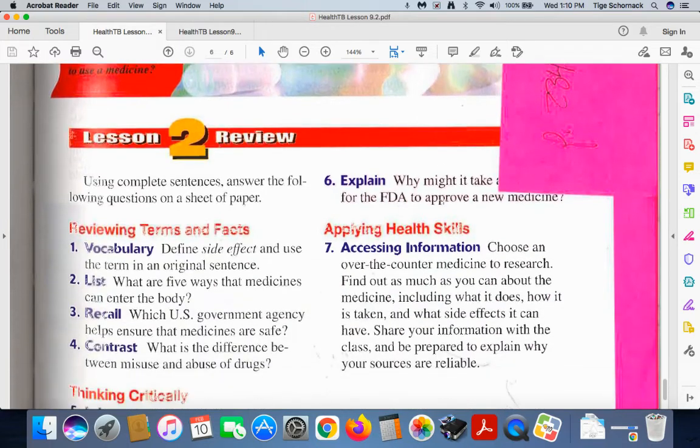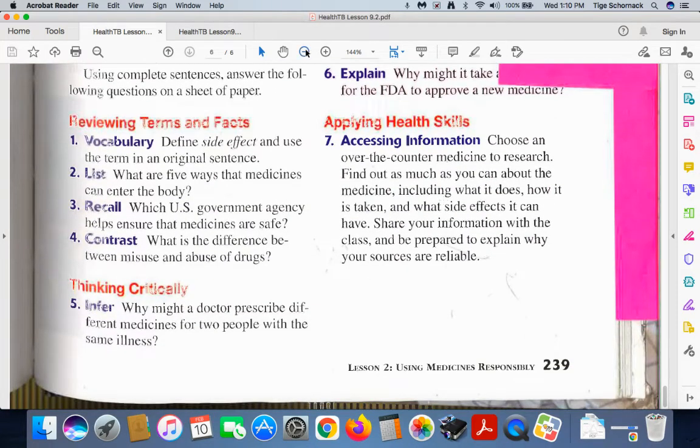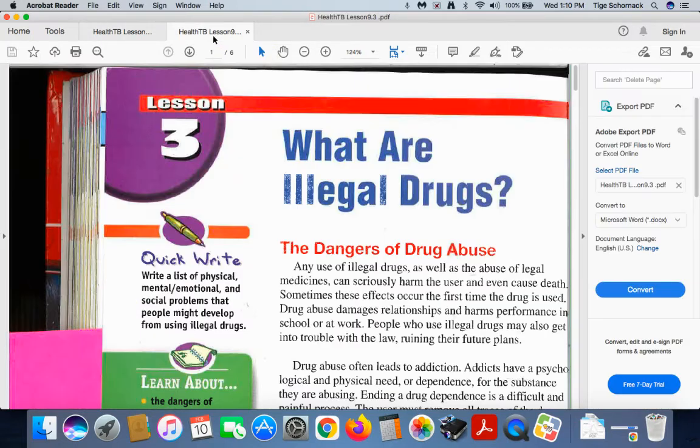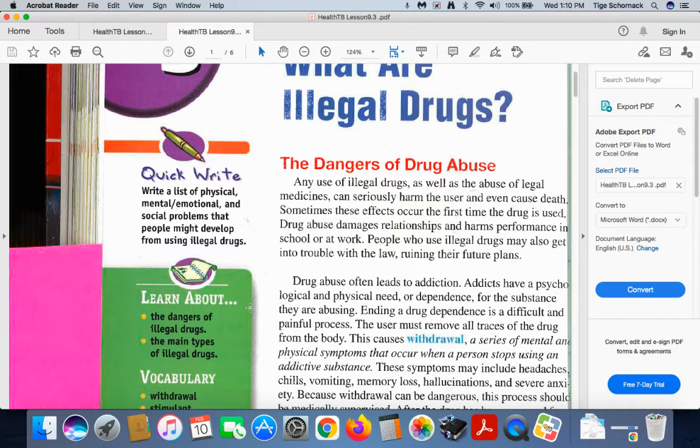We're not going to do these review questions right now. We're going to do these. I'm going to combine lesson 9.3 and 9.2, so I'll put different questions on. Lesson 9.3, what are illegal drugs? Write a list of physical, mental, emotional, and social problems that people might develop using illegal drugs. We'll just talk about that as a class.